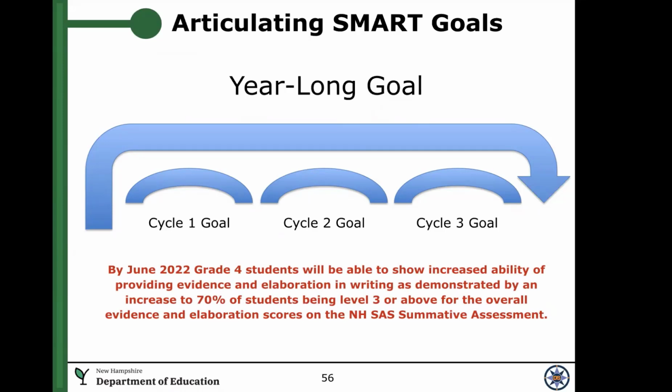So by a specific date, my grade 4 students will be able to show an increased ability in providing evidence and elaboration in writing. I am basing it off whatever assessment I did the data dive on. This happens to be the New Hampshire SAS summative assessment. I want them to increase to 70% proficiency of being a level 3 or above. And so now I have my year-long SMART goal that has to do with my specific area of weakness for ELA.